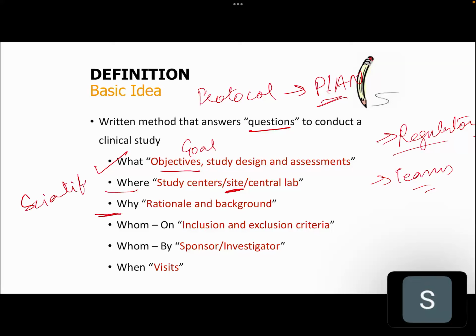scientifically sound protocol. Is it really needed? Why do you want to do this research? On whom will you be doing it? Inclusion, exclusion criteria, admission criteria.